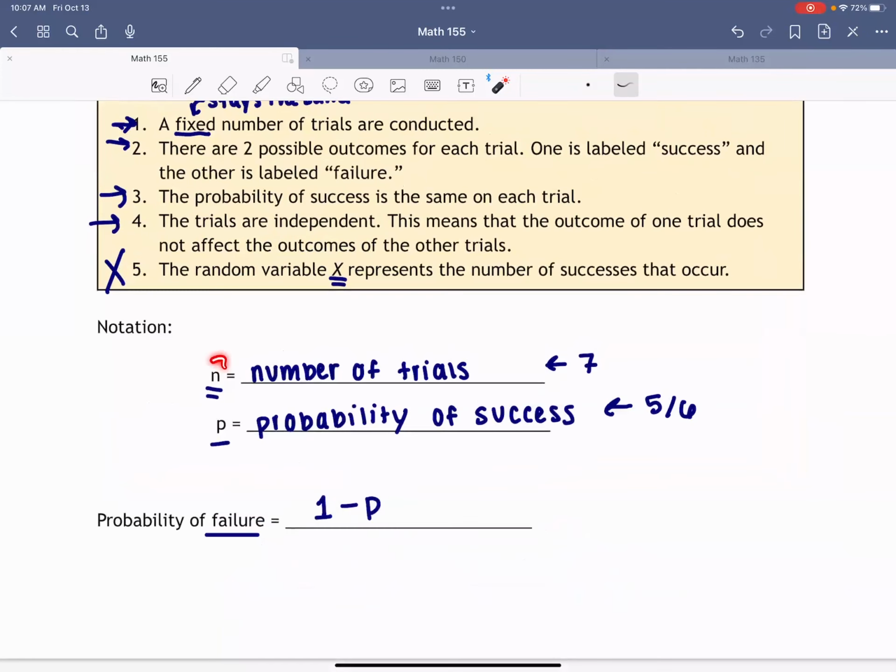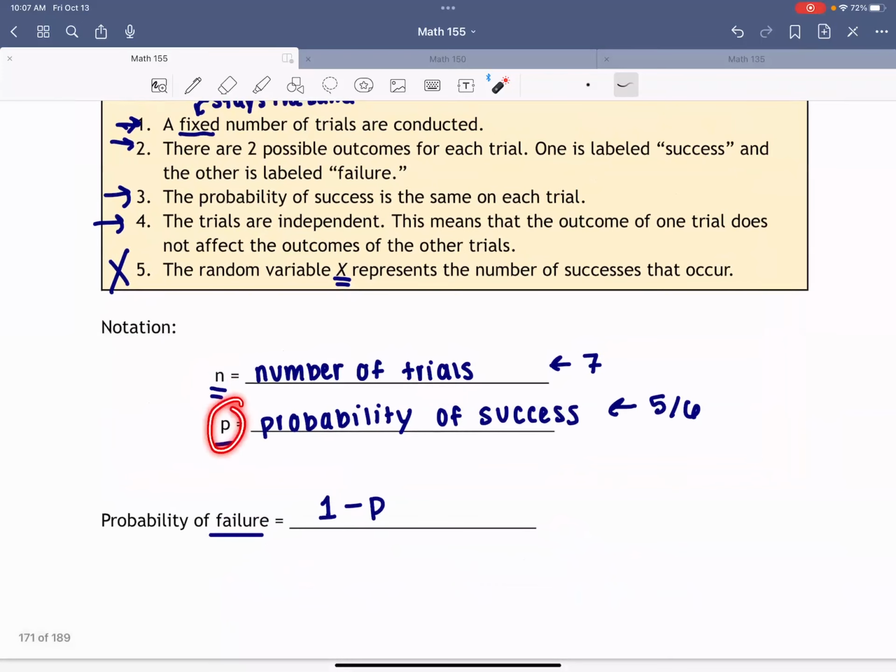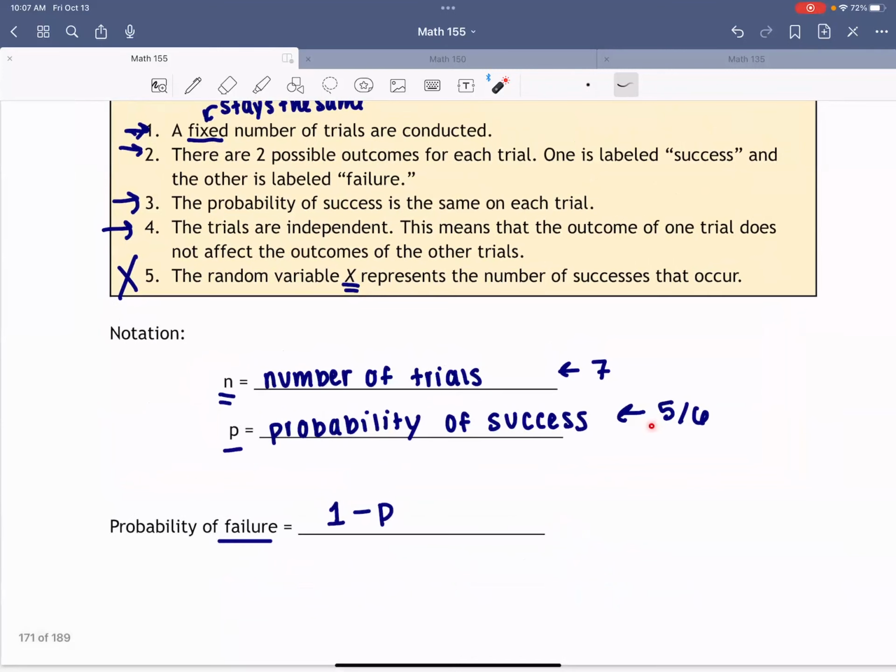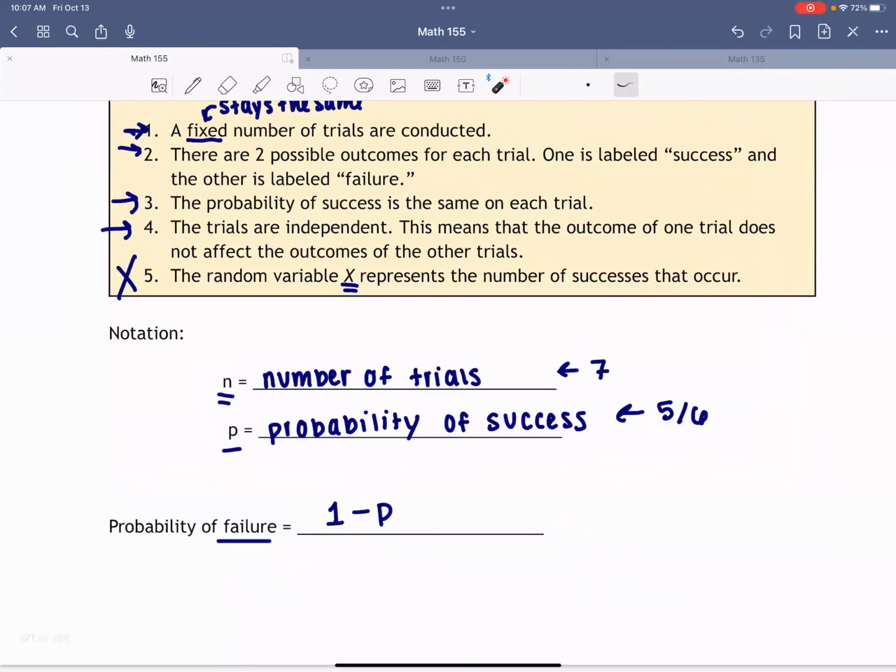Some notation, N in just this section doesn't mean the number of things, it just means the number of trials, okay? And P is the probability that we succeed. So in our example, it was 5 out of 6. If P is the probability that we succeed, the probability of the opposite, failing, would be 1 minus P, right?